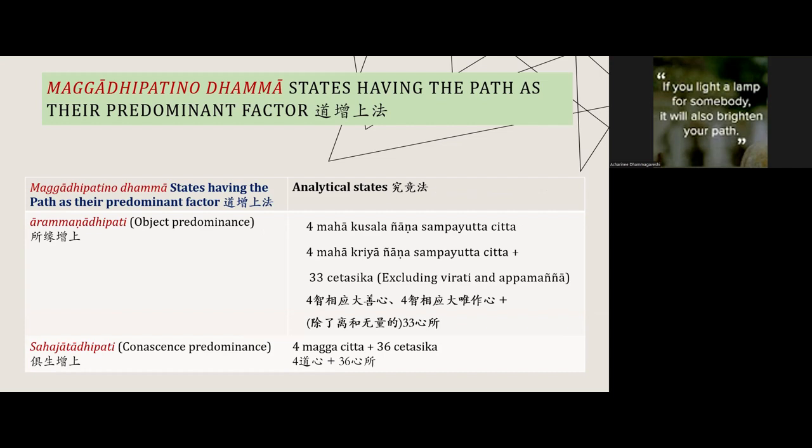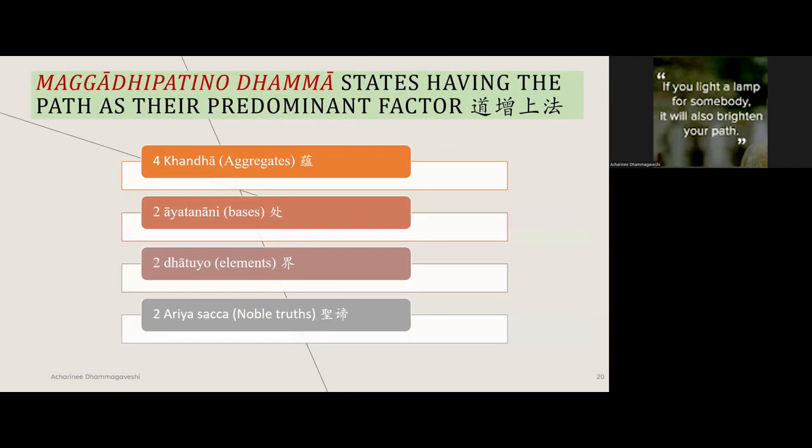Now in this table, we have put both of these together. So all the Dhammas that are classified under Maggadhipatino Dhamma are here. So first we have taken the Ārammanaādhipati, the object predominance Dhammas, and these are the 4 Mahakusala Jnana Sampayutta Chitta, the 4 Mahakriya Jnana Sampayutta Chitta, and the 33 Chetasika. And under Sahajātādhipati, we get the 4 Magga Chitta and 36 Chetasika. Now, these dhammas are classified under 4 khandha, 2 āyatana, 2 dhātu, and 2 Ariya sacca.